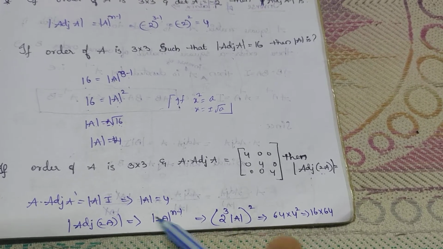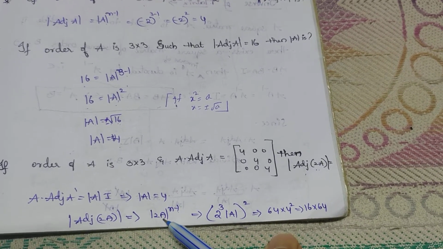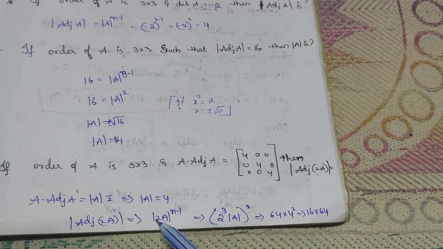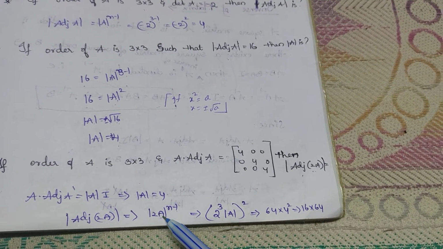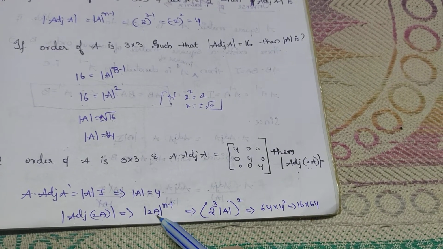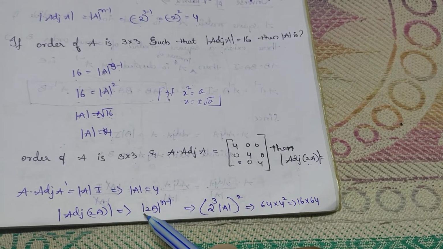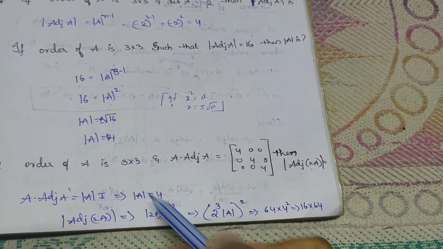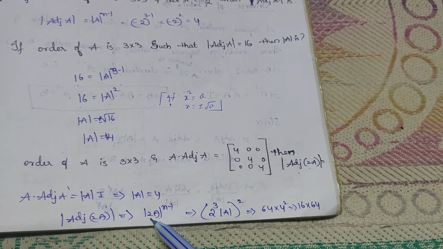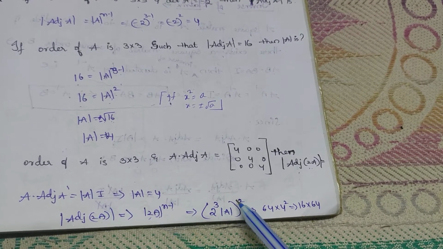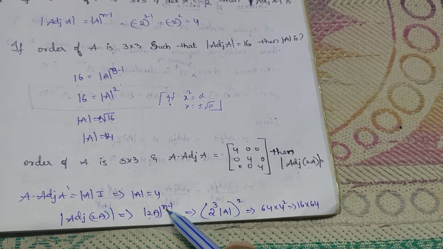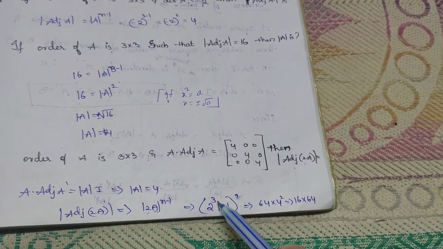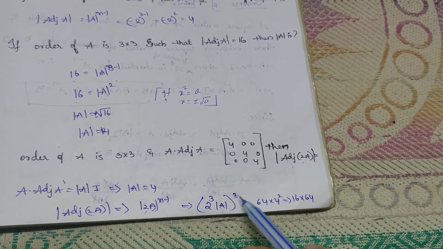In the place of B we have 2A. So determinant of 2A whole power n minus 1. See here, determinant of 2A. Actually, what is the formula? Determinant of kA is equal to k power n into det A. Here n means order 3. That means 2 cube into determinant of A whole power n minus 1. n is equal to 3, so 3 minus 1 is 2. So this is nothing but 2 cube whole square into det A whole square.